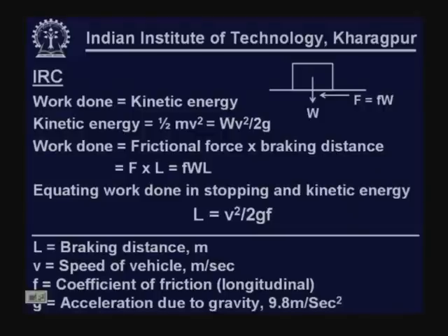Here the diagram is shown where the vehicle weight is W, and the frictional force generated is indicated as F, which is equal to the coefficient of friction multiplied by the weight of the vehicle. So, capital F is equal to small f multiplied by W. So, work done is the frictional force multiplied by the braking distance.